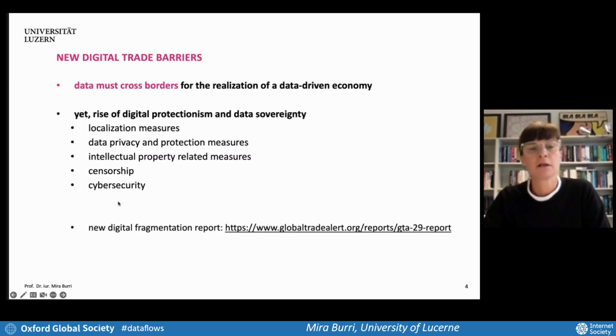And if you want to look at this rise of digital protectionism, there is a very interesting new report on unilateral measures that essentially lead to digital fragmentation. And you see here the link down on the slide.